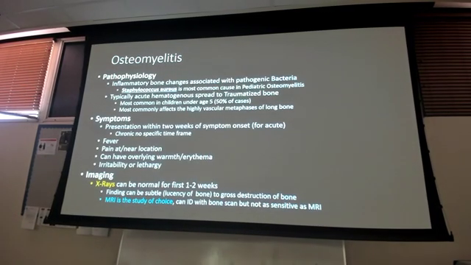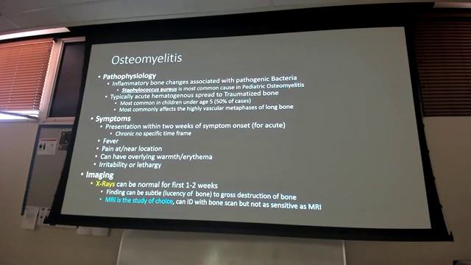Okay, the one that you can't be tested on, the one that you all care about. Osteomyelitis, okay? Osteomyelitis is basically a bacterial infection of the bone causing degradation and lysis of that bone area. Staph aureus is the most common cause in pediatric osteomyelitis, right? Presentation is within 2 weeks of symptom onset.